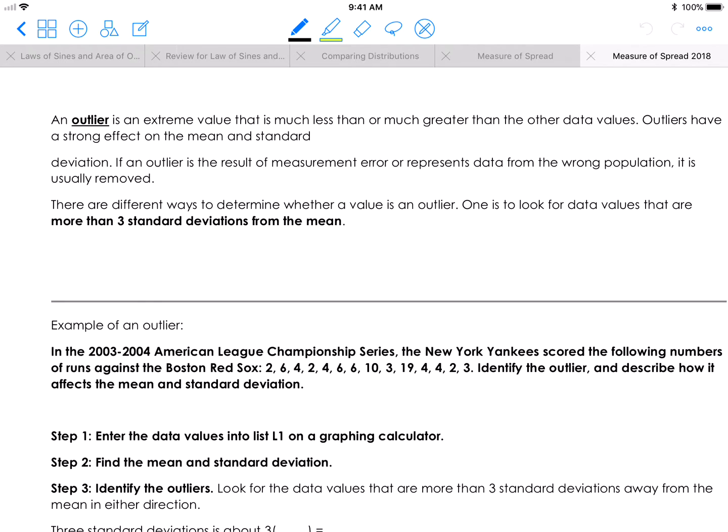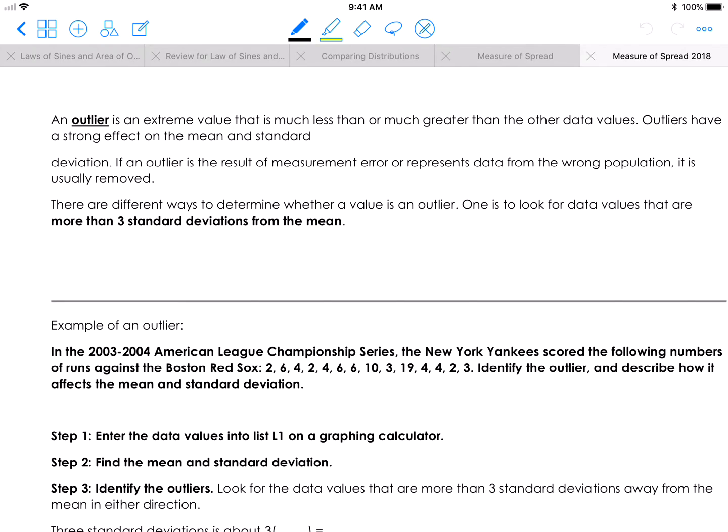And that's only if it happens like one time. If there's a lot of outliers, then obviously they have to take those into effect. All right. So in here, we're not really going to throw away any outliers. There are different ways to determine whether a value is an outlier. One is to look for data values that are more than 3 standard deviations from the mean. So we'll talk about that.